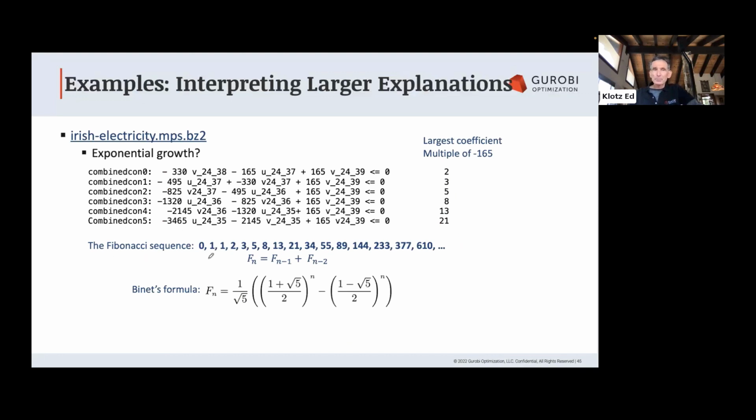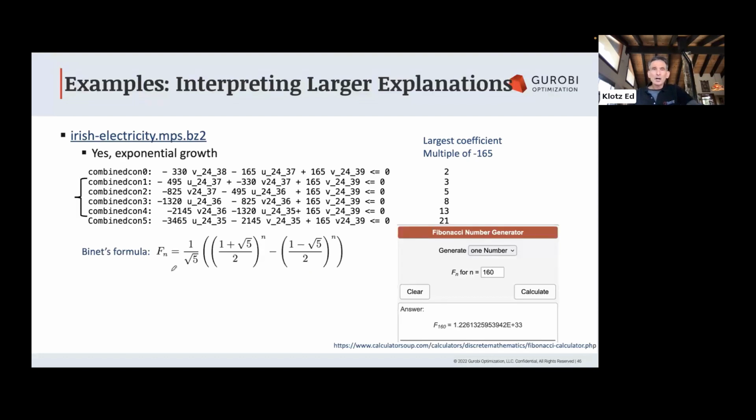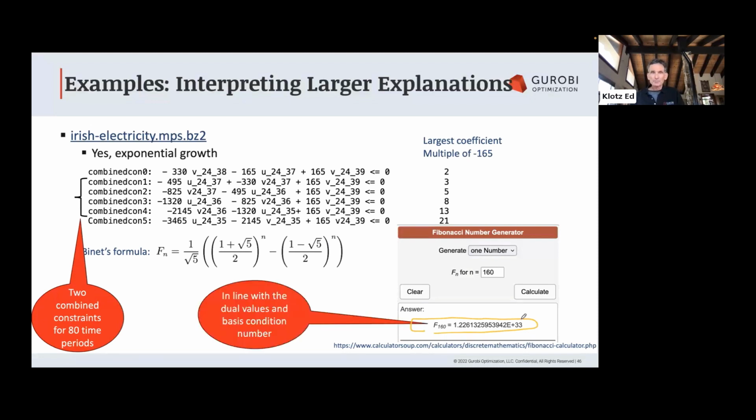And well, these are part of the Fibonacci sequence. And there's a formula for the nth Fibonacci number. And what we see is we do have exponential terms here, with this one being really the dominant term. So we do have exponential growth. So that's why we get a huge condition number, because basically, given the number of these constraints, we are going to get condition numbers with exponents of over 10 to the 30th.